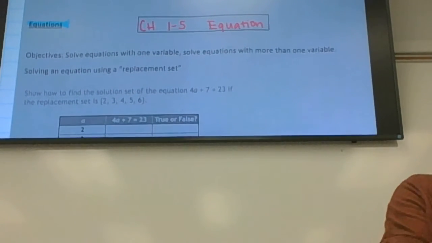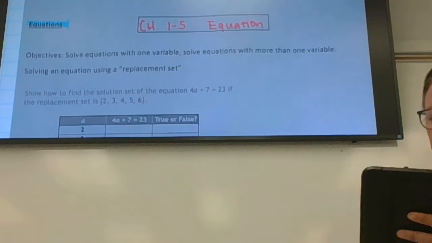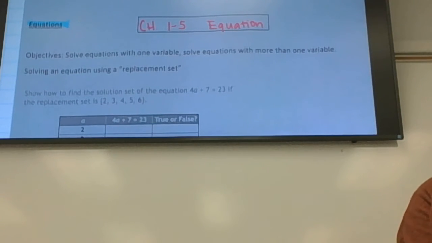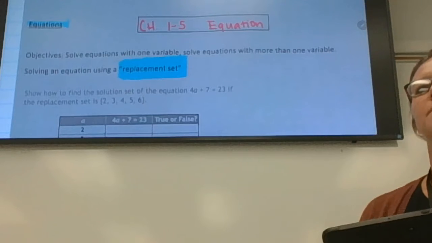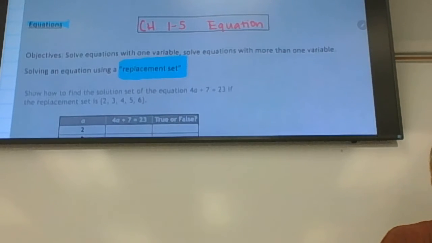So we want to solve equations with just one variable. Oh, and solve equations with more than one variable. We're solving using a replacement set. So they're going to give us suggested answers, and we're going to plug in to see if they're true. So show how to find the solution set of this equation if the replacement set is 2, 3, 4, 5, and 6. So we're going to test all of these numbers.